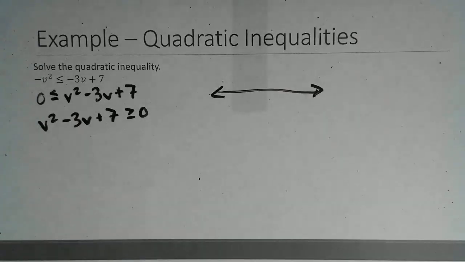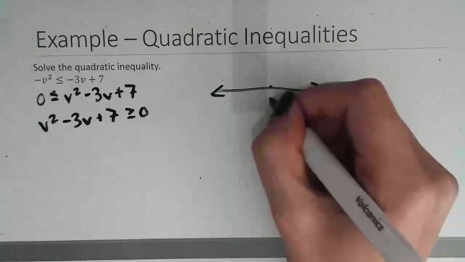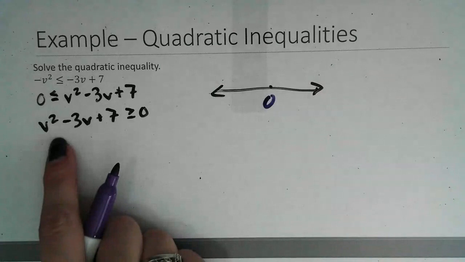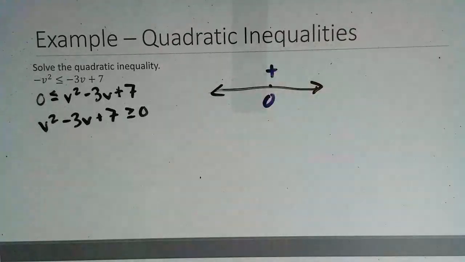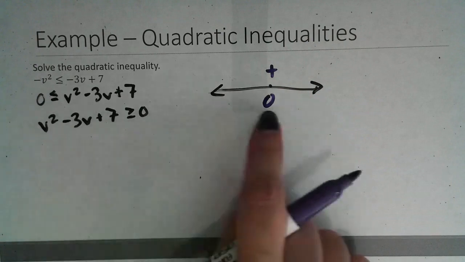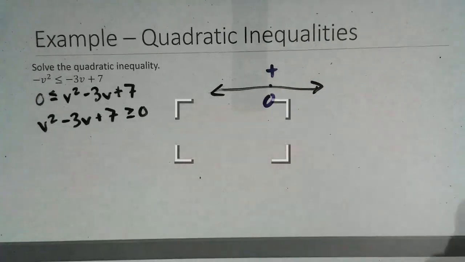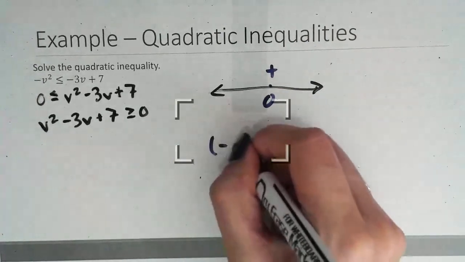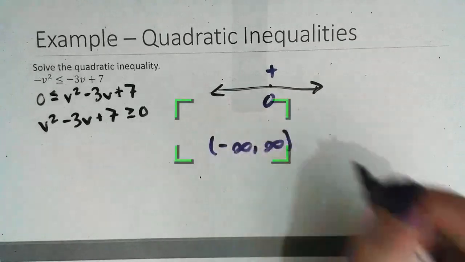So I only need one value, and it can be anything I want it to be. I'm going to use 0 because that's my favorite to plug in. If I plug in 0, I get 7, which is positive. Well, I'm looking for the values that make this expression greater than or equal to 0. Every single one of them does. My answer is negative infinity to positive infinity.